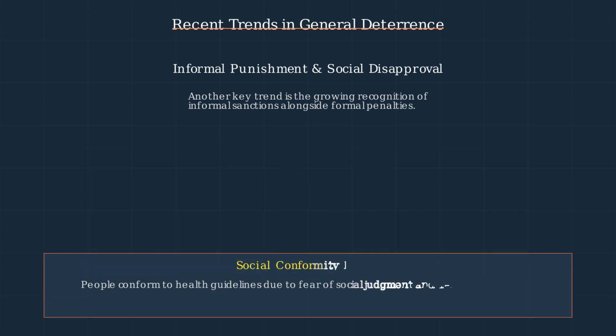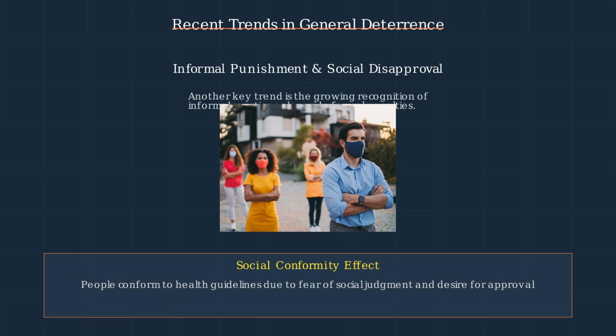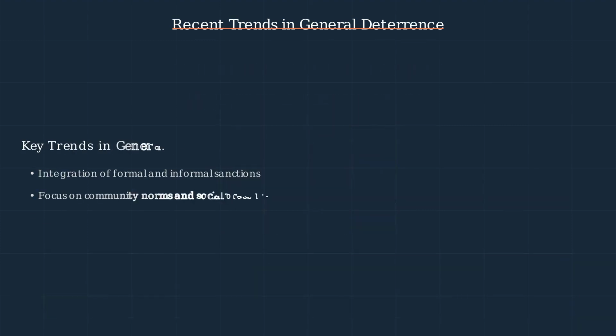Social conformity has become a powerful deterrent as people often comply with health guidelines due to fear of social judgment and desire for approval. As seen during the pandemic, the social pressure to wear masks in public spaces often reinforced formal requirements. Recent trends in general deterrence theory include the integration of formal and informal sanctions, a focus on community norms and social pressure, and rapid policy implementation during public health emergencies.